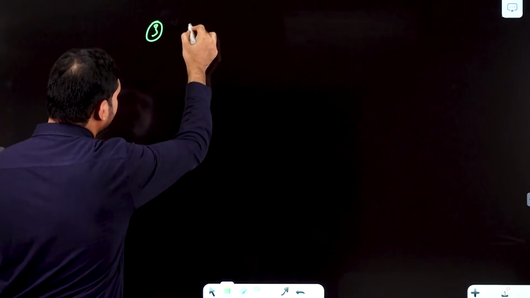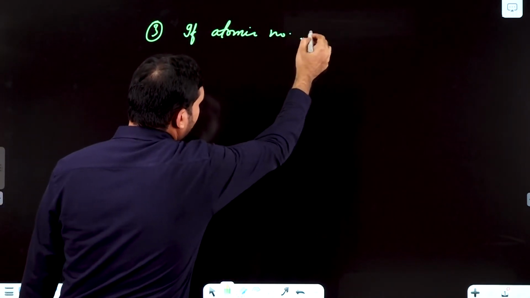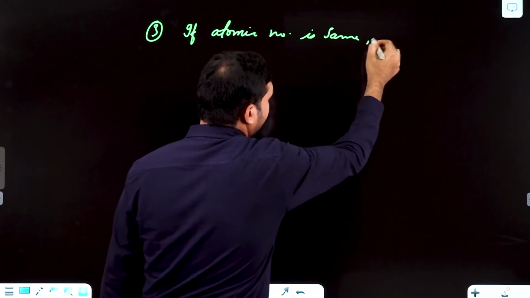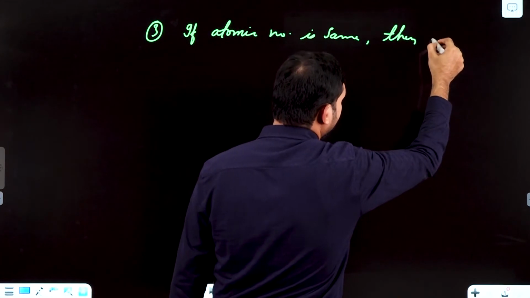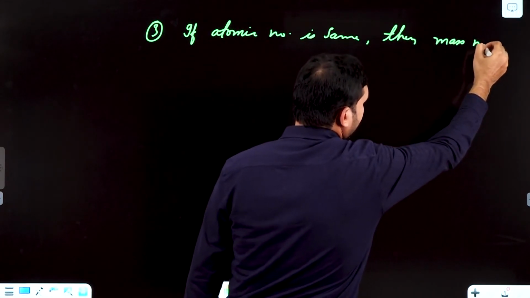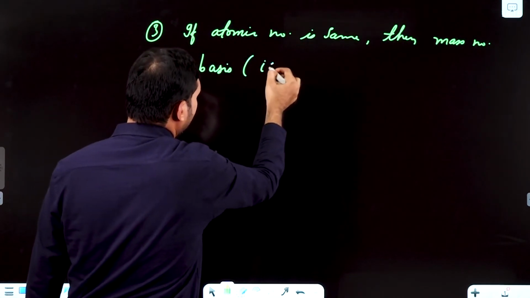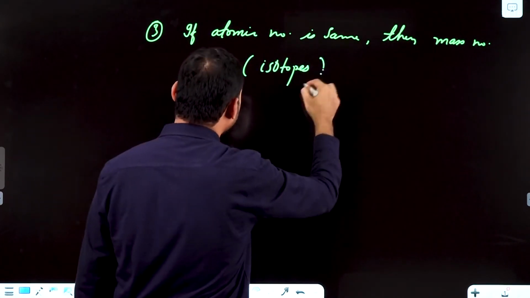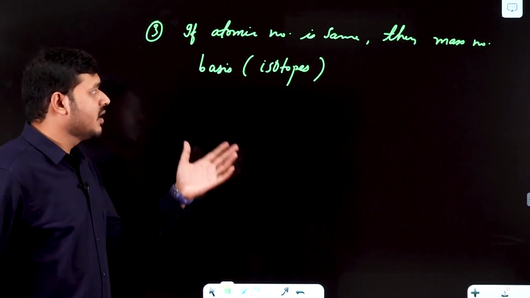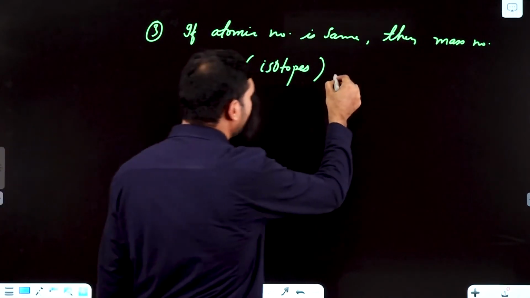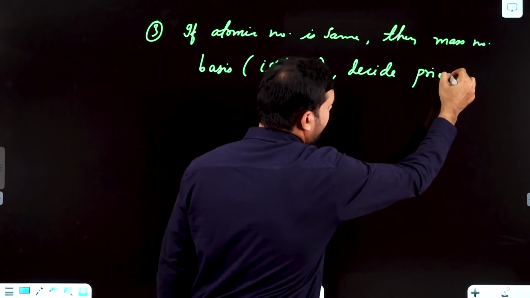Rule number 3. If atomic number is same, then mass number decides the priority. Mass number basis means, for isotopes, atomic number is same. Suppose I say hydrogen, deuterium and tritium, then mass number decides priority.